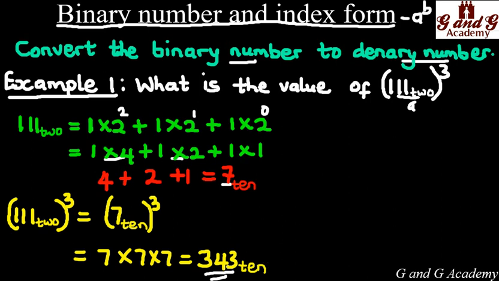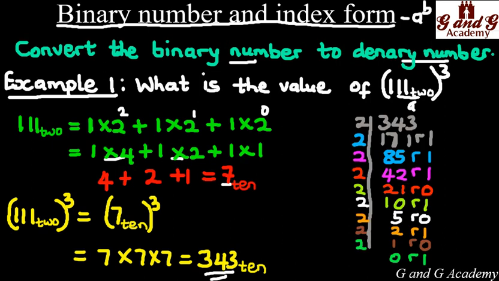And how do you do that? You use the repeated division method. You still remember that? So use 2 to divide this. You can just pause this video to quickly go through this. 2 will divide this and give you 171 remainder 1. 2 will divide this, 85 remainder 1, until you get to 0.